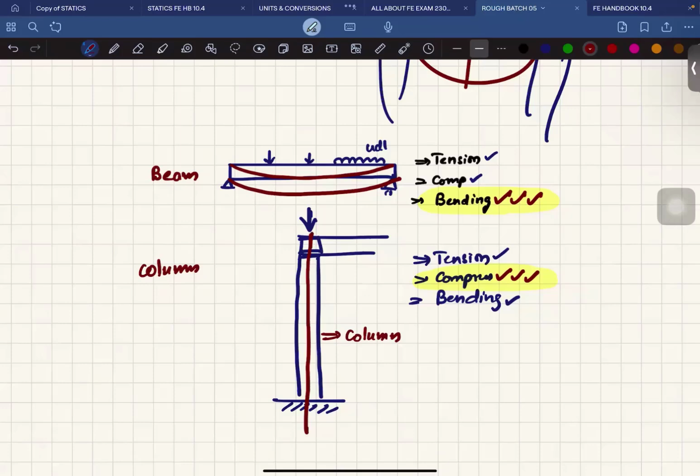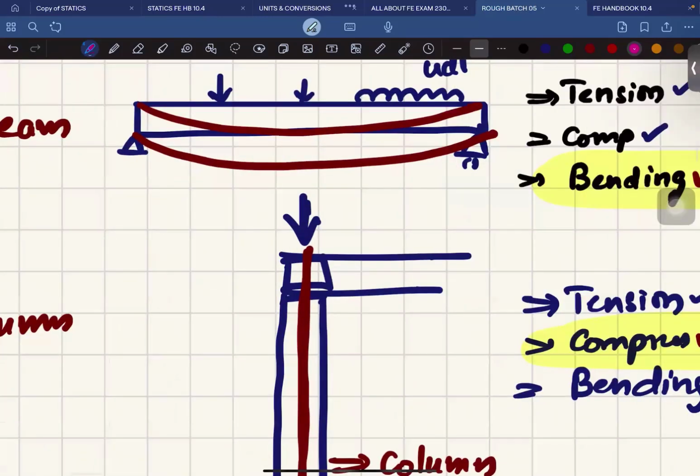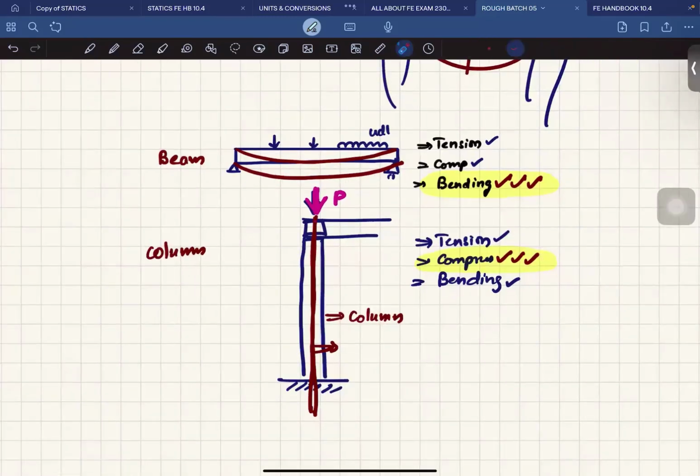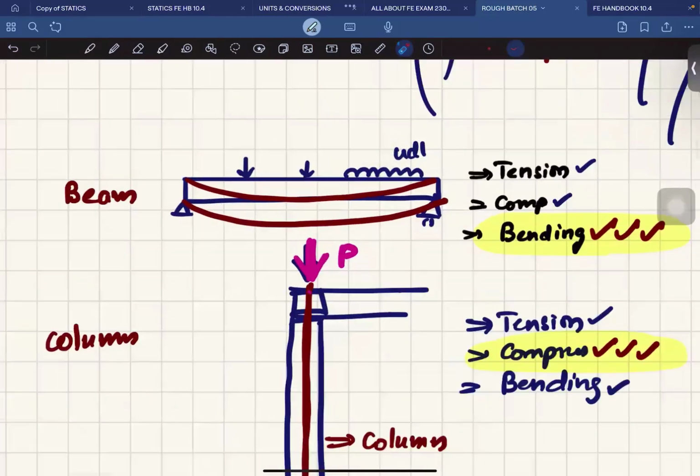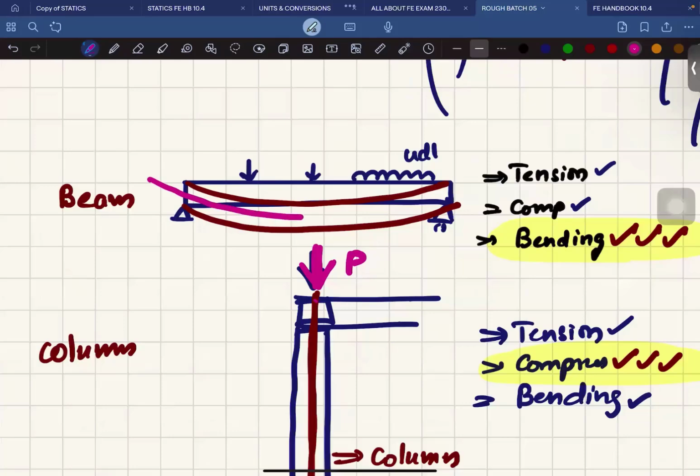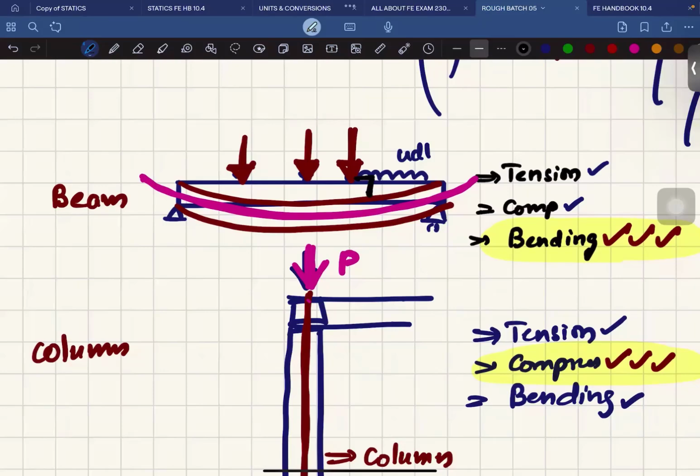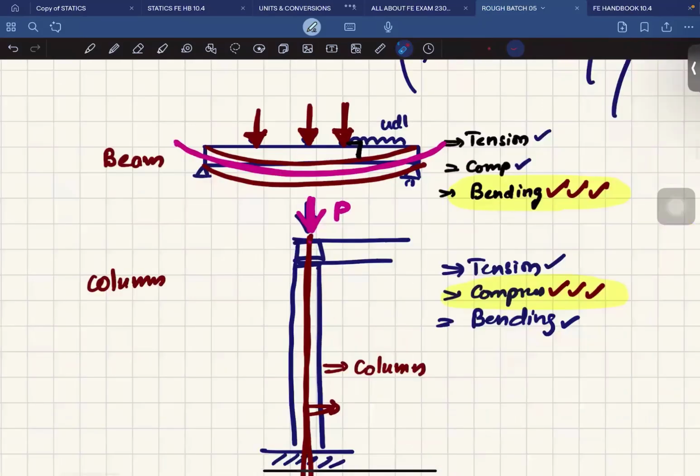Ubaid Sharif has answered that if this is my member called column, every member has its axis. This is called the axis of the column. If the load applied is along or parallel to the axis of a member, then that member will undergo predominantly compression. And similarly, for the beam, the axis is this. This is called the axis of the beam. How is the load applied here? Is it parallel to the axis or perpendicular to the axis? Perpendicular. Yes. If the load is applied perpendicular to the axis, the member will undergo predominantly bending rather than compression. Got it?